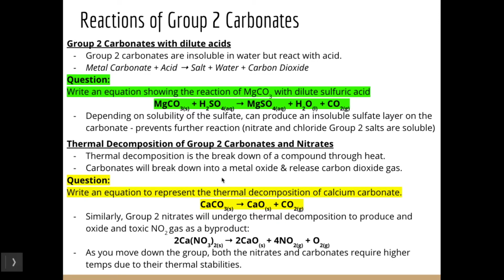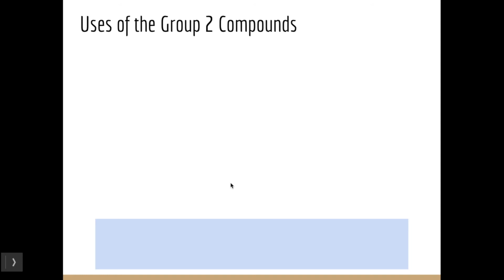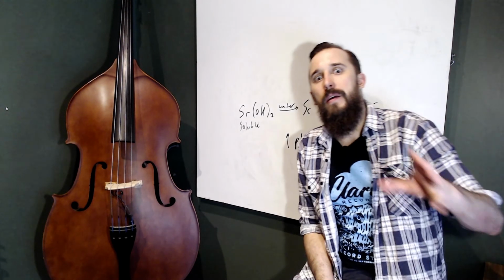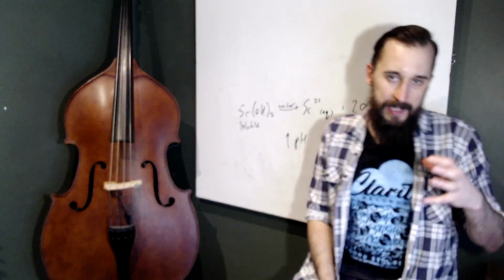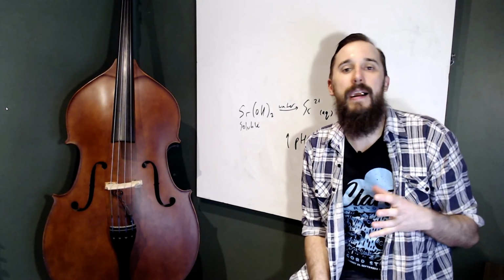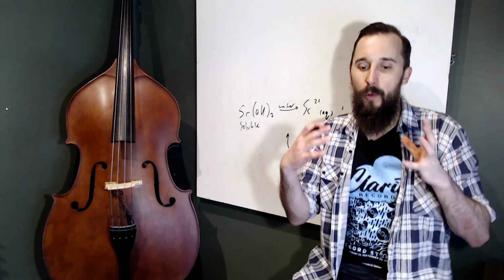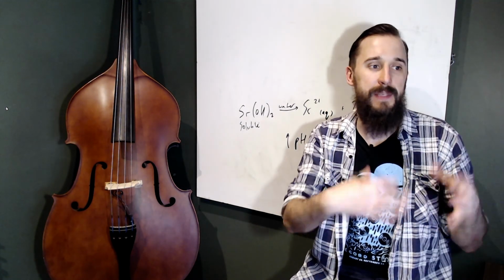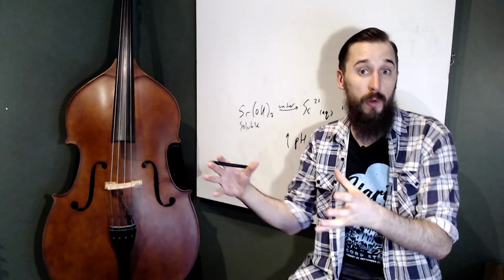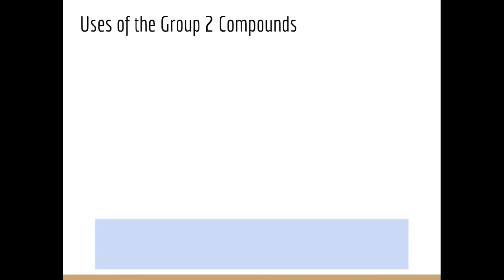Finally, for today, to finish off this unit, we're going to look at some of the uses of our group 2 compounds. It is very useful for us to think, just outside of a purely academic understanding of our science and chemistry, how we can apply these concepts and these materials to our real world everyday uses that make our lives what they are. That's some of the uses we're going to look at now.